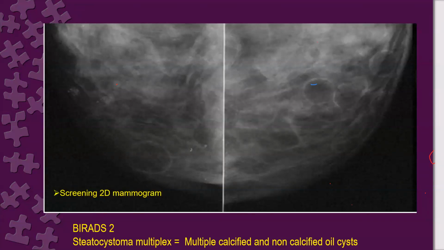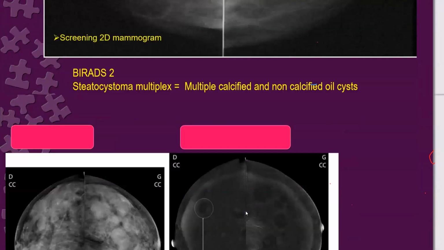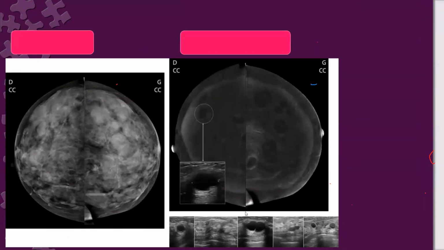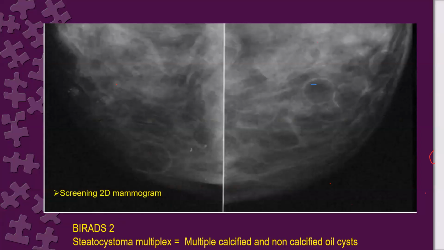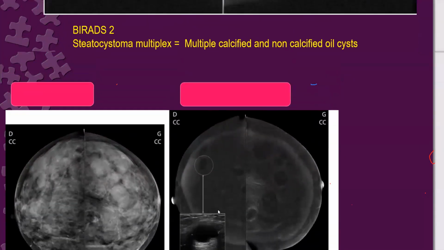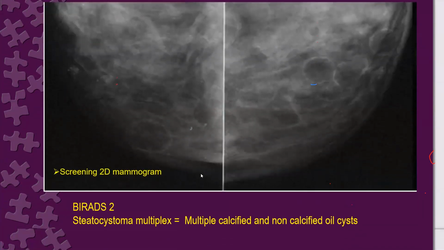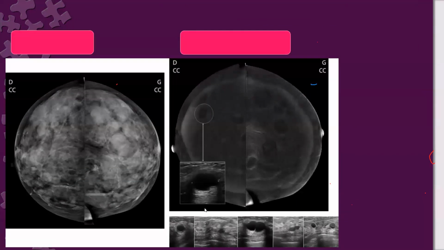What is this called? Steatocystoma multiplex. These are multiple calcified and non-calcified oil cysts in the sebaceous glands of the skin. I brought this image because it simulates this image, just to differentiate.